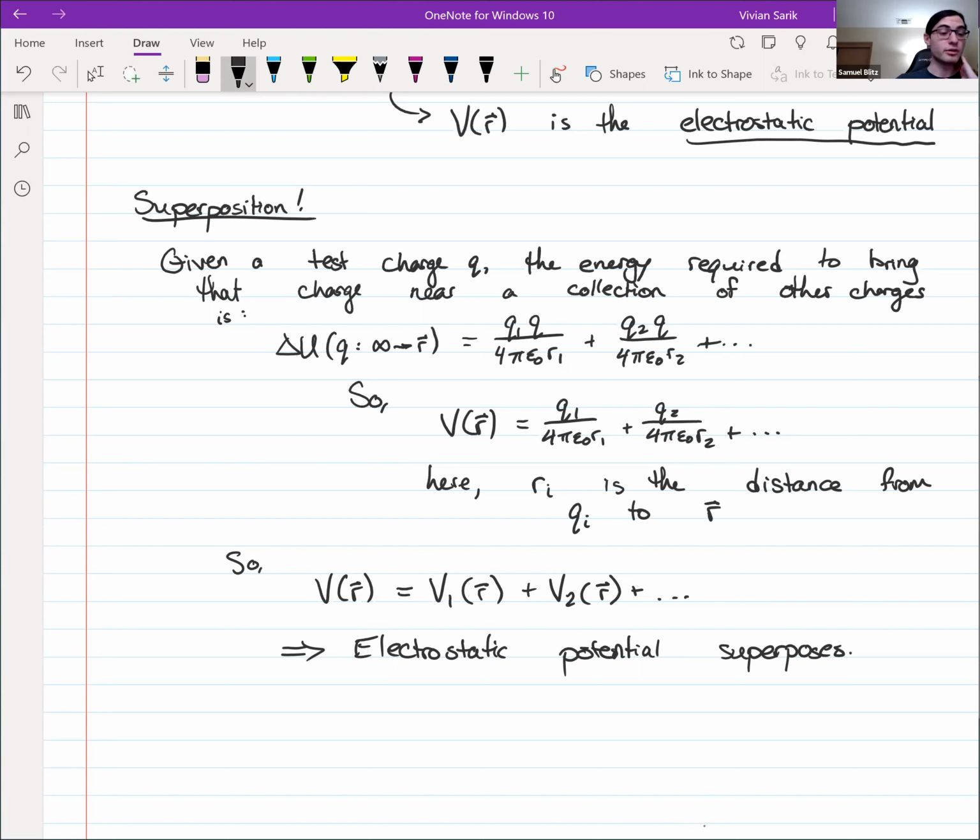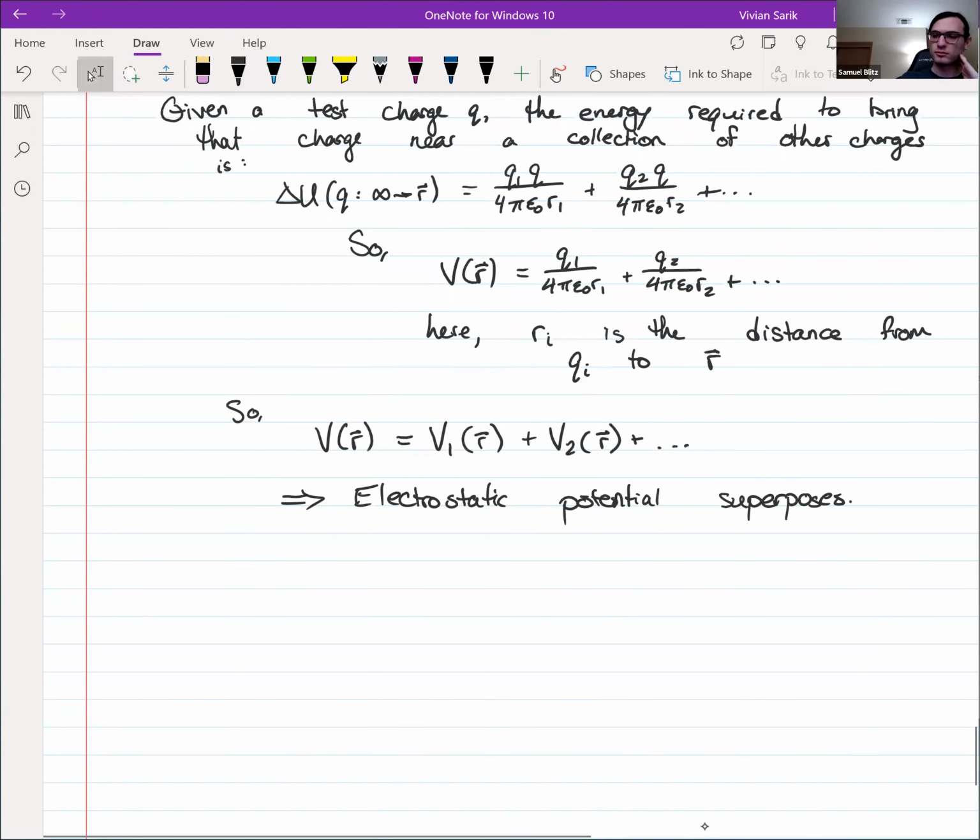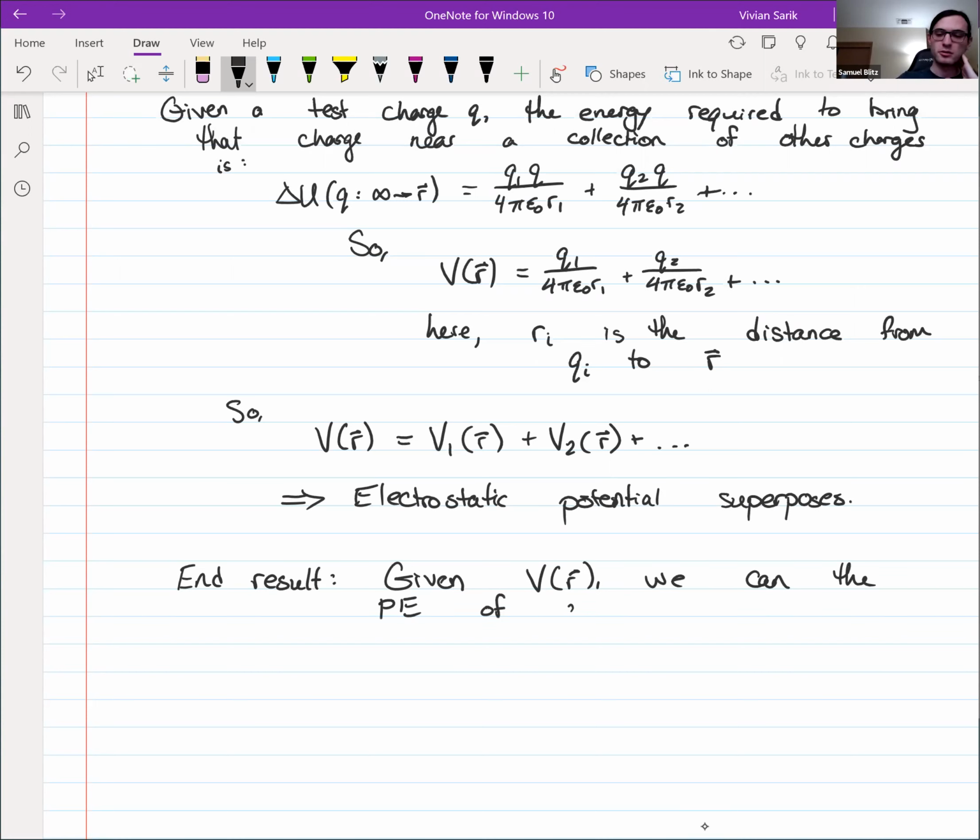So the end result, and this is going to be the end of the lecture, the end result is, given an electrostatic potential, we can find the potential energy of a point charge by U is just Q times V of R, where R is the position of the charge.